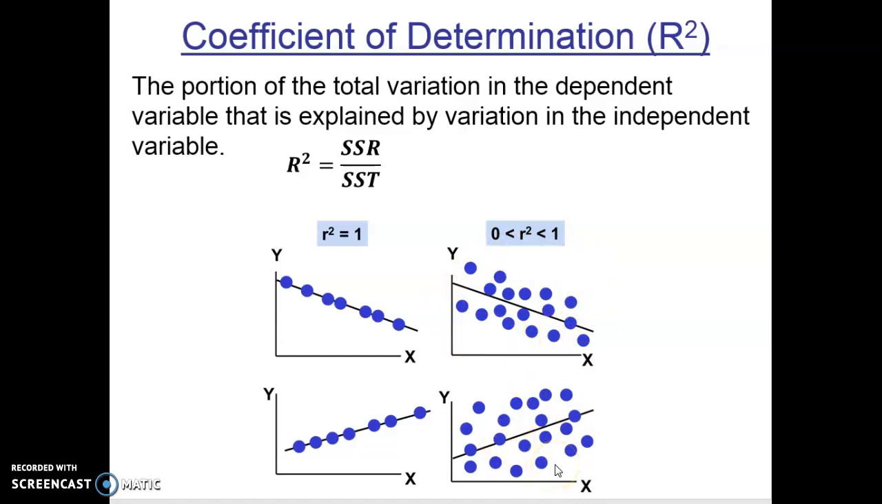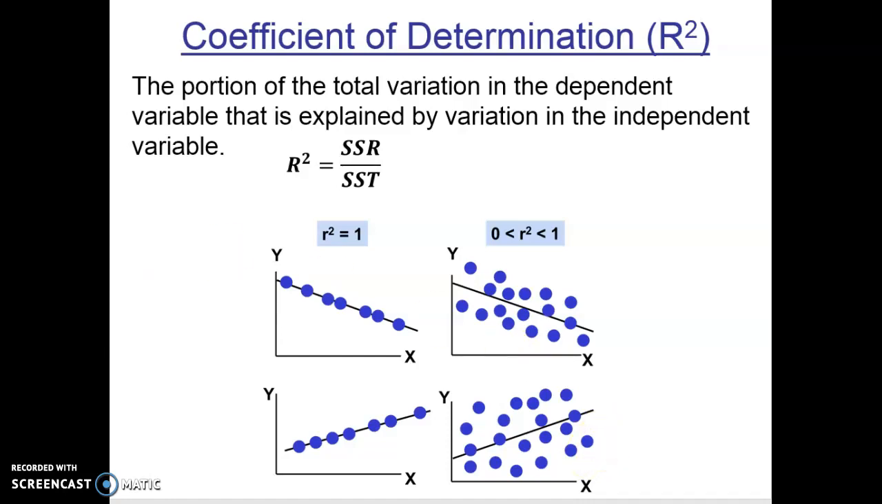What do we want? Well, we want a trend line that most closely fits the data. So we would prefer this kind of R squared versus this one, which means we prefer an R squared that's bigger, closer to 1, than smaller, away from 1.